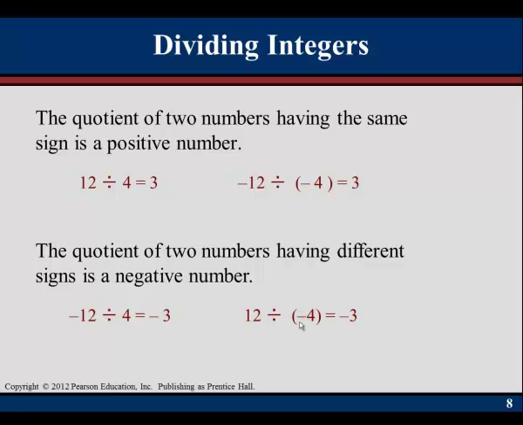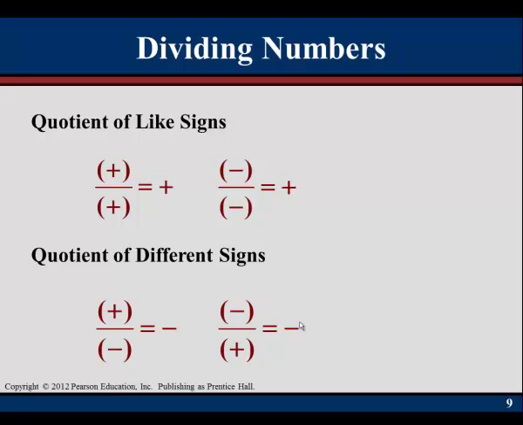Positive 12 divided by negative 4, again, a positive number divided by a negative number is a negative number. Okay? Questions with that? Okay, so here's this little chart for division. Negative divided by negative is a positive, and when one number's positive and one's negative, you get a negative. Same with the other one. Okay? All right, questions with that?